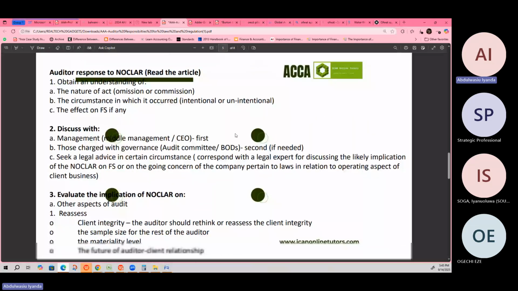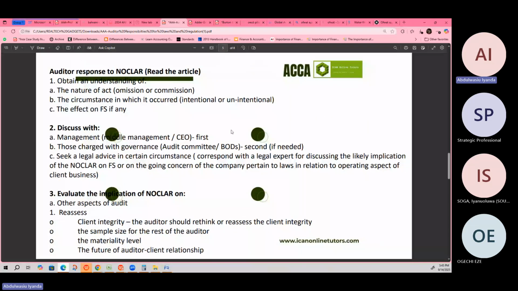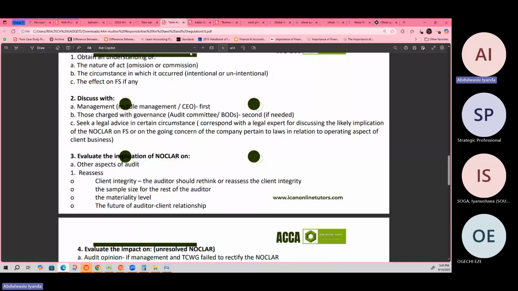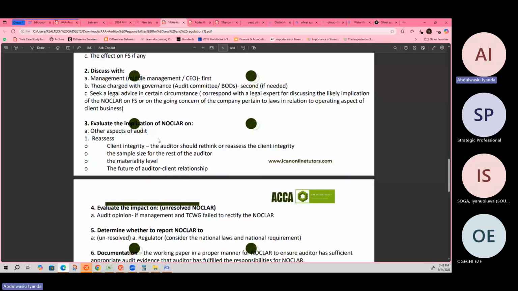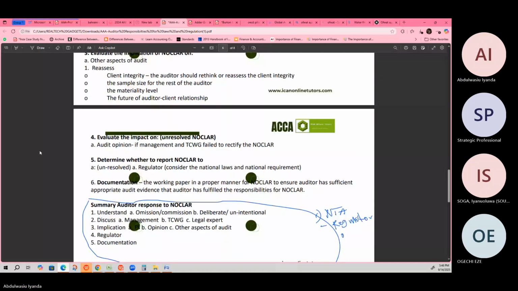Once you have any article, the examiner will expect some things from us. So, obtain an understanding and discuss with management. Evaluate the implication and the impact, then determine whether to report. We need to think about whether we need to report to the regulator, and consider the national law. That should be our last action.